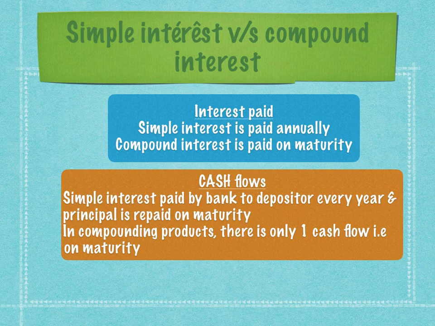On the second factor, cash flows, simple interest is paid by the bank to the depositor every year, but principal is repaid only on maturity. In compounding products, there is only one cash flow, that is on maturity. Okay, so simple interest and compound interest differ only on these two parameters.